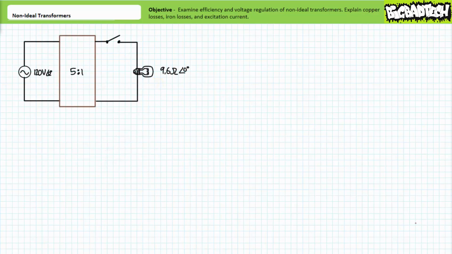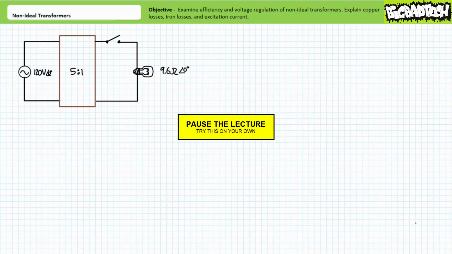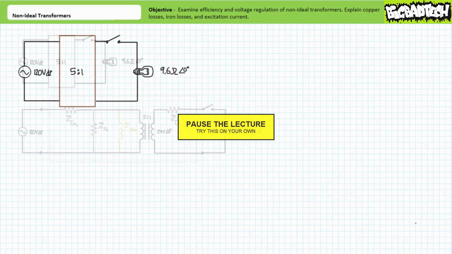Consider, however, a non-ideal 5-to-1 step-down transformer powered by 120 volts AC, supplying current to a light bulb modeled as a 9.6 ohm resistance. When the switch controlling the light bulb is open, will this system consume power? Keep in mind, no current is flowing in the secondary winding and the bulb is not illuminated. By all means, pause the lecture and think about this. If you're tracking, you should have come to the following conclusions.